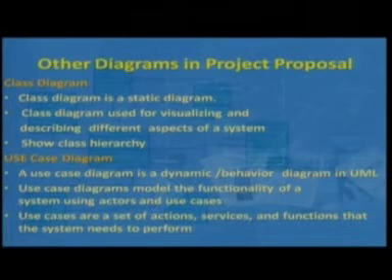This shows the dynamic behavior of the system, and how the different users or actors in that particular system interact with the system and what kind of actions are performed. So, this diagram also you can give as per the requirement, and a few more diagrams are there.